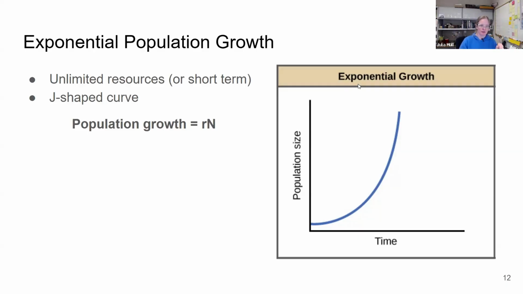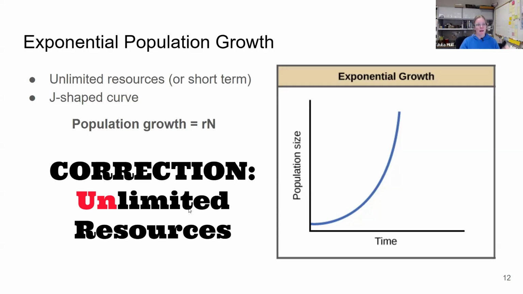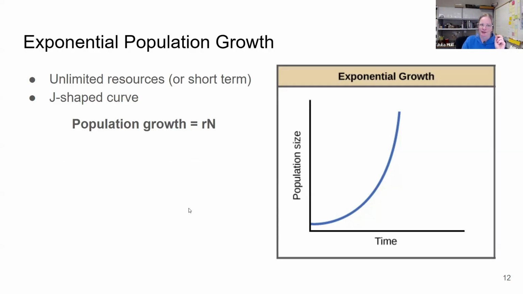This type of population growth only occurs when resources are unlimited, but that really doesn't actually exist in nature. So we usually see this type of population growth for the short term, and either that population is going to crash, right? And we're going to go from an r value of greater than 1 to an r value of less than 1, or we're going to see that population level kind of level out.